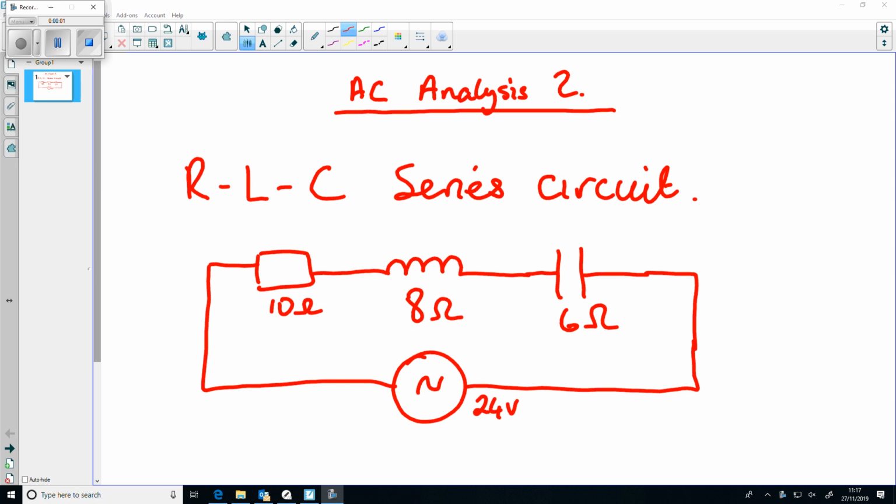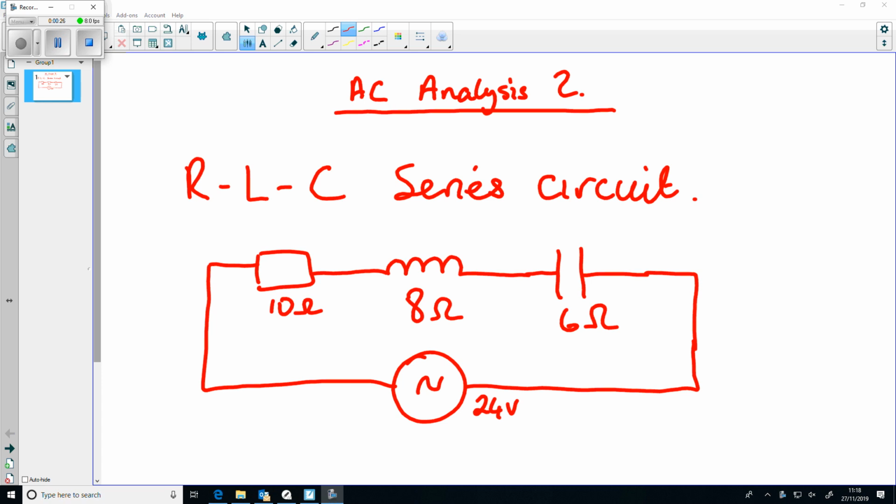Carrying on from last week, this is AC analysis part 2. We're going to start with looking at the calculations around what happens with an RLC series circuit: a resistor, inductor, capacitor, all three in series. So we've got an example circuit there.